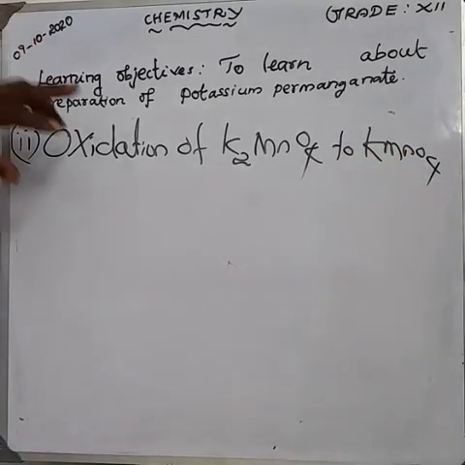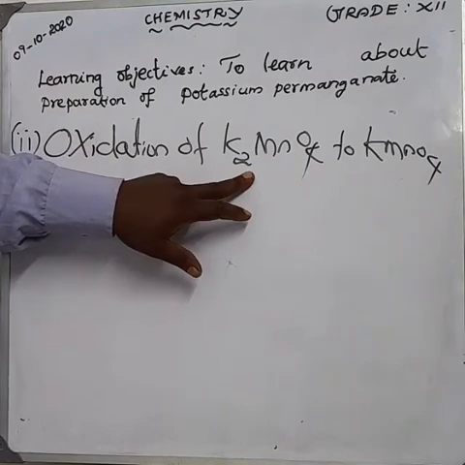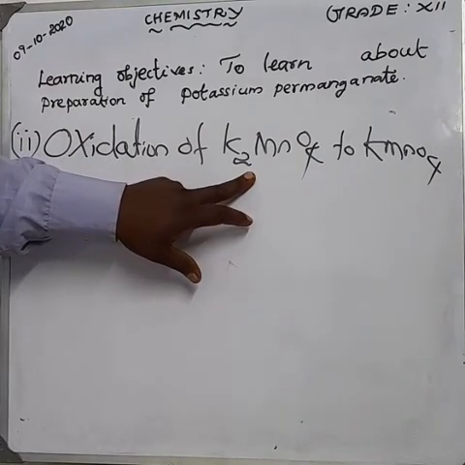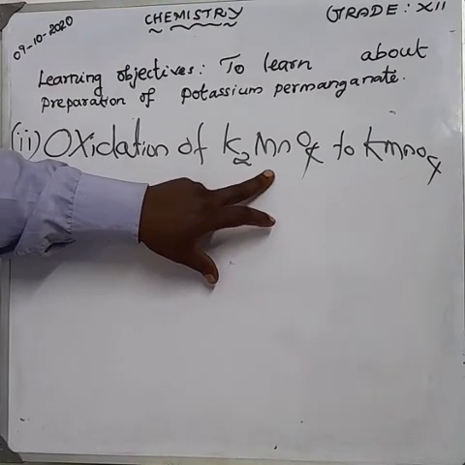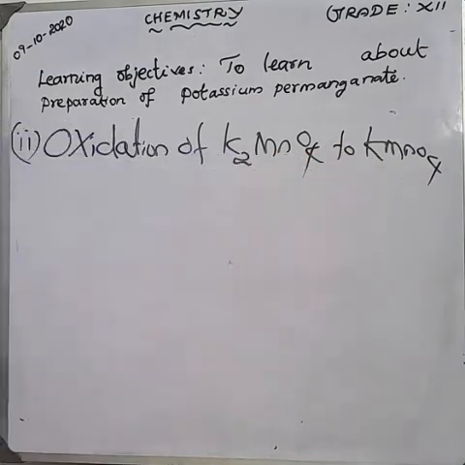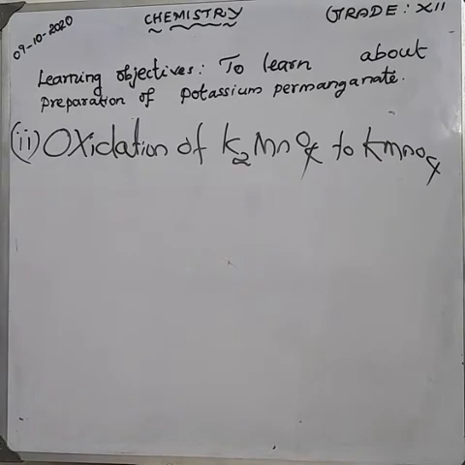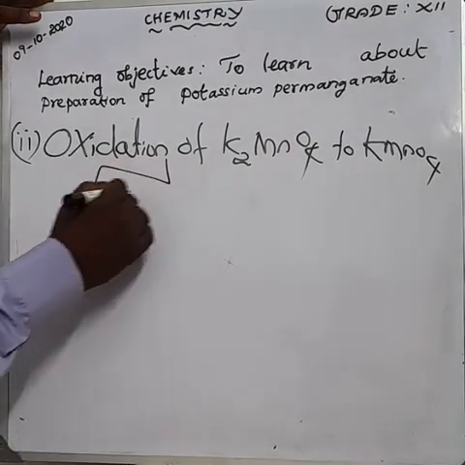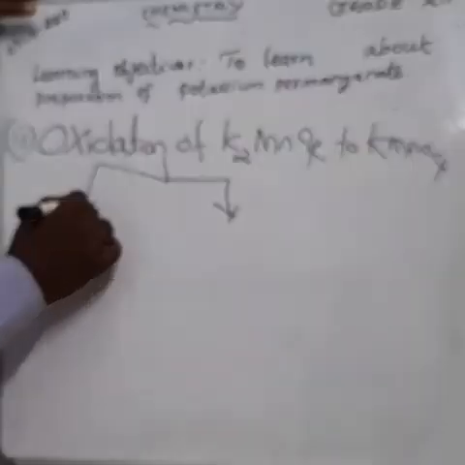Oxidation of potassium manganate, formula K2MnO4, to potassium permanganate, KMnO4. Here the potassium permanganate is obtained by oxidation in two ways. The one is chemical oxidation, the other is electrolytic oxidation.